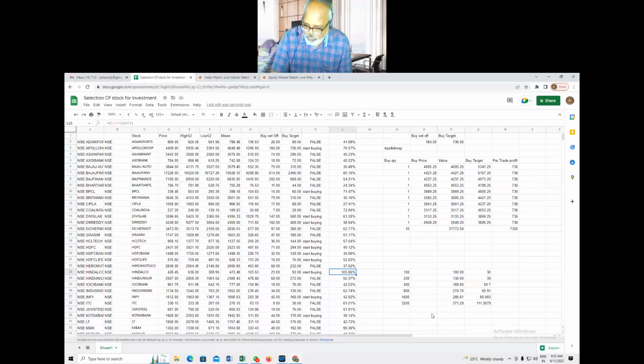I hope you have understood why this concept has been used to identify the stocks for trading. I hope you will make your own Excel in the Google Finance sheet and help yourself to identify the stocks which are good for buying and trade accordingly.